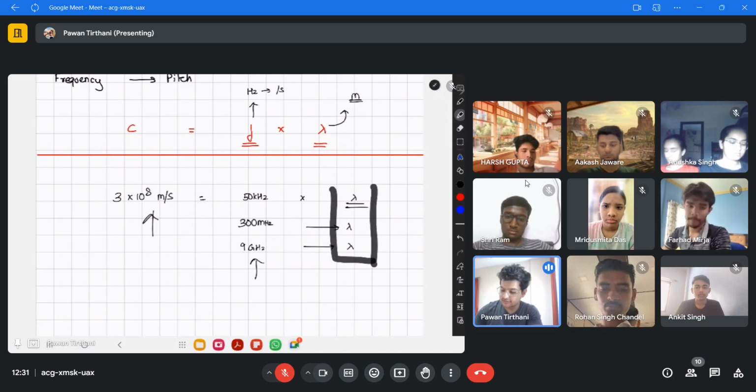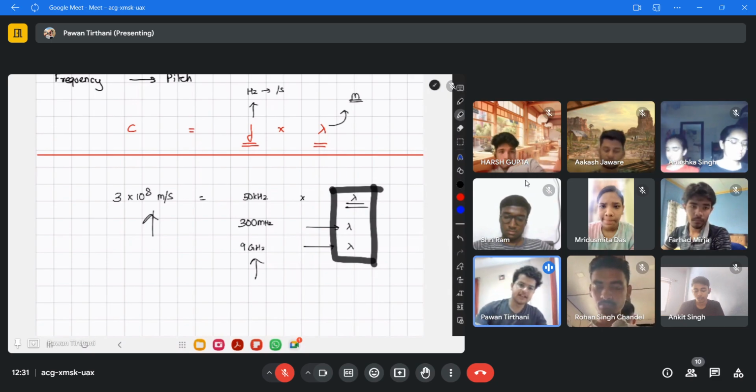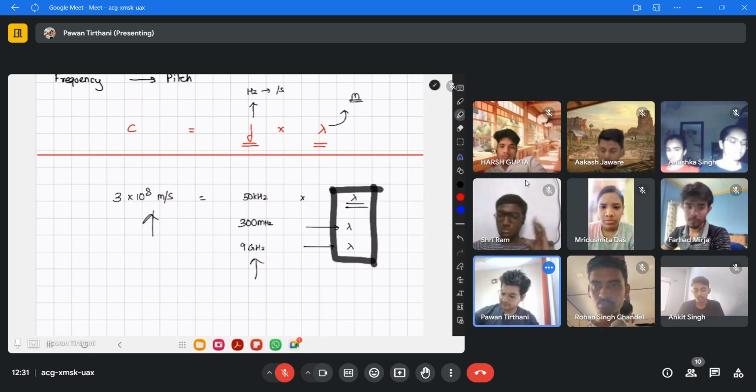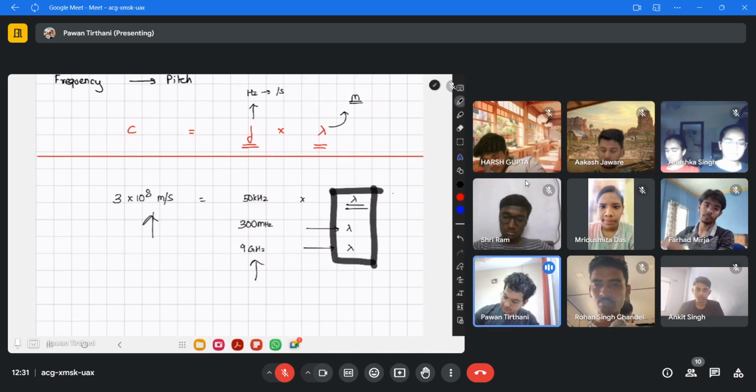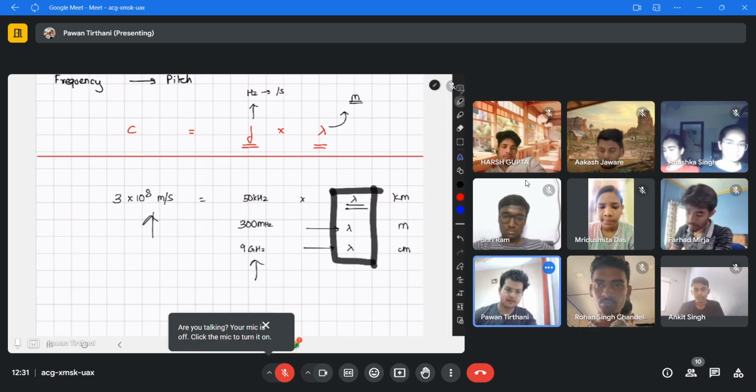Okay, there's going to be some cleaning happening. I'm gonna be here. You have 2 minutes, find out the answers. Okay, the answer has to be, for this you have to give me the answer in kilometer, for this you have to give me the answer in meter, and for this you have to give me the answer in centimeter. Okay, so you have 2 minutes.